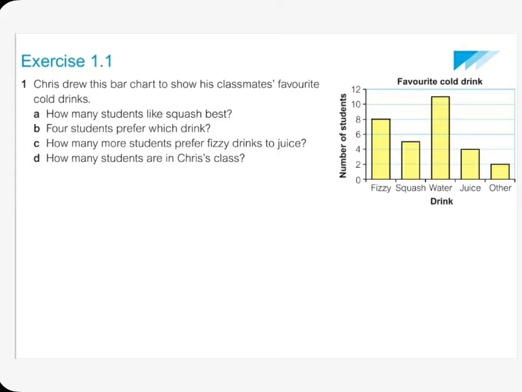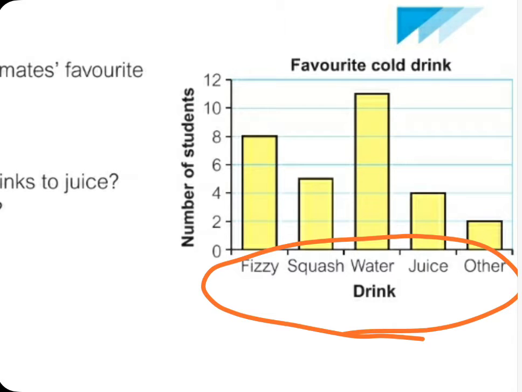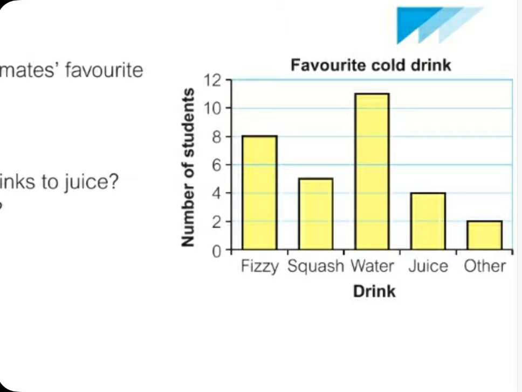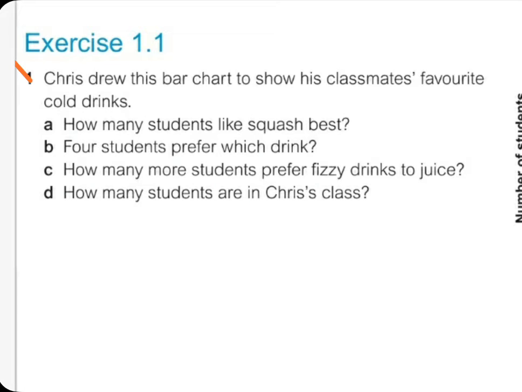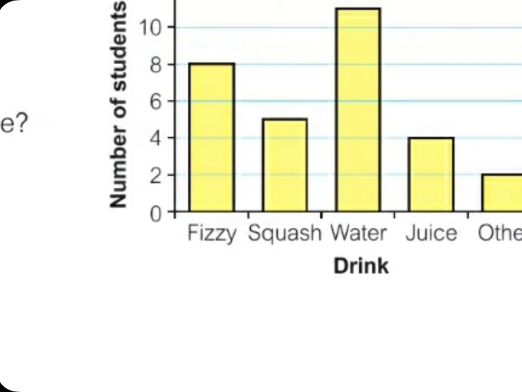Now let's take a look at this bar chart. We have a horizontal line which represents the drink, and then we have a vertical line which represents the number of students. Now let's take a look at the question and then come back to the bar chart to figure out the answers. Question 1 says, Chris drew this bar chart to show his classmates' favorite cold drinks. As we saw in the bar chart, we have cold drinks on the horizontal line: fizzy drinks, squash, water, juice, and others.